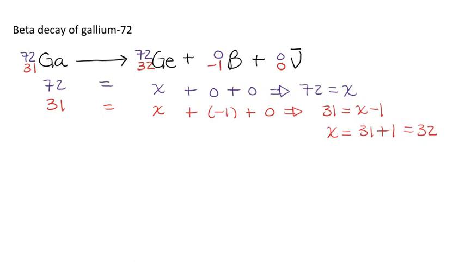Now we're going to check that our A's match the A's and the Z's match the Z's. So we have 72 equals 72. That's fine. And then for the Z's, we have 31 equals 32 minus 1, which is 31. And this process is balanced.